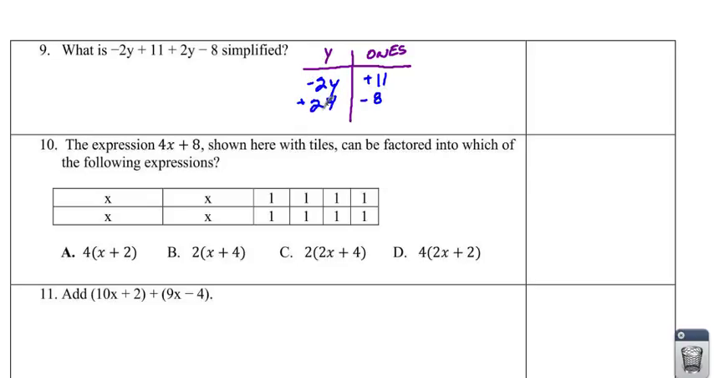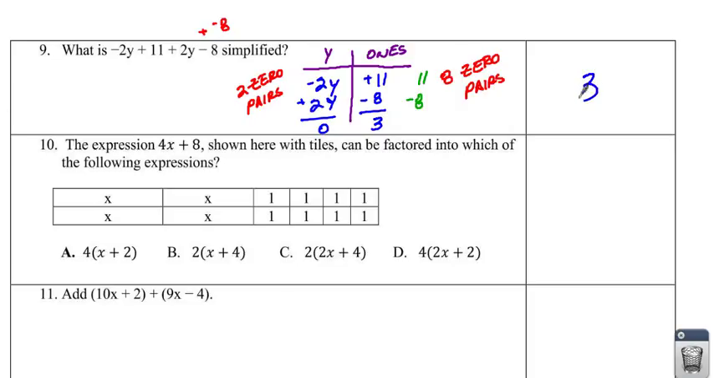Well, if we have a negative 2y and we're adding a 2y, those cancel out. Those create 2 zero pairs, and since we only have 2 and they create 2 zero pairs, they cancel out entirely. Over on the other side, we have 11 and we're taking away 8. Well, 11 take away 8 is 3. If you thought of this as plus negative 8, having 11 and having a negative 8, then you could say I've got 8 zero pairs, and 8 zero pairs meant that the 8 negatives canceled out 8 of the positives, leaving 3 positives. However you looked at it, the answer is 3.